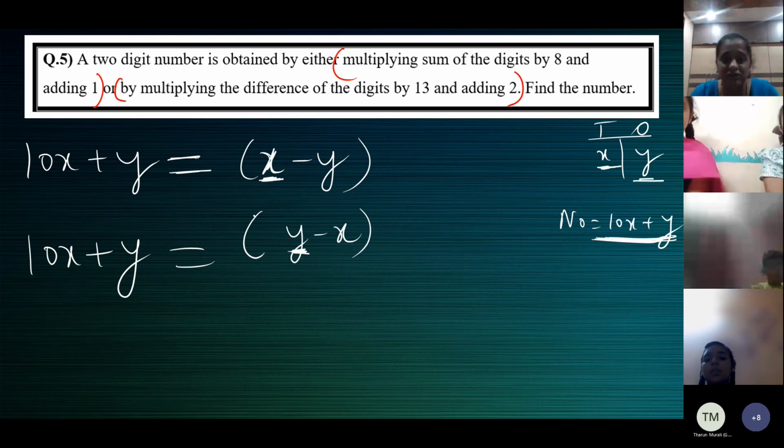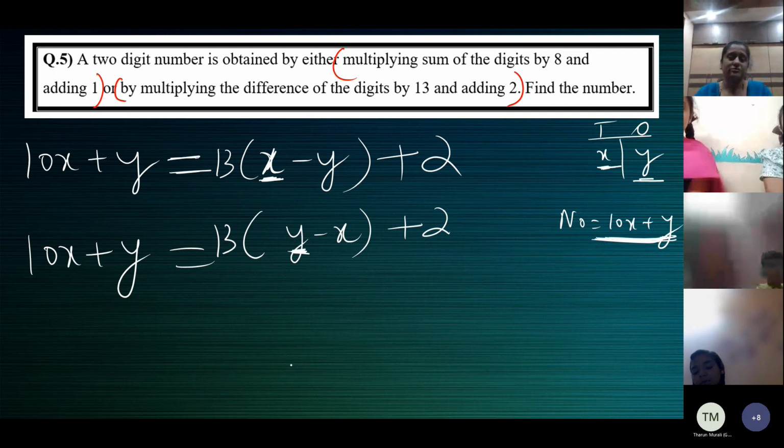So multiplying the difference of the digits by 13 and adding 2. Like we did the earlier one, here also open the bracket and you'll get equations 2 and 3. But equations 2 and 3 are constructed from the same information, so you should not solve 2 and 3. You must solve 1 and 2, 1 and 3.